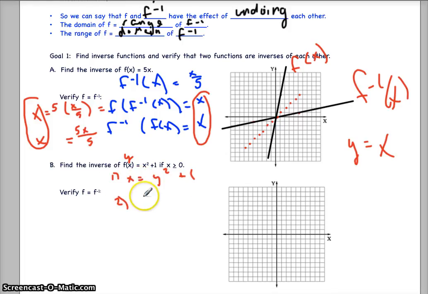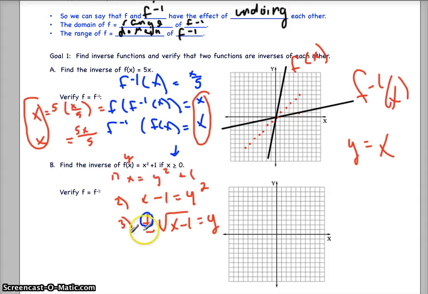Now we will solve this equation for y. So to solve for y, we will subtract 1 and take the square root of both sides. Plus or minus the square root of x minus 1 equals y. Now remember, the original problem gave us parameters of the domain, saying that x was greater than or equal to 0, meaning only positive. That means in step 3, we would only take the positive in front of the radical. If the domain had been x is less than or equal to 0, we would have taken the negative.